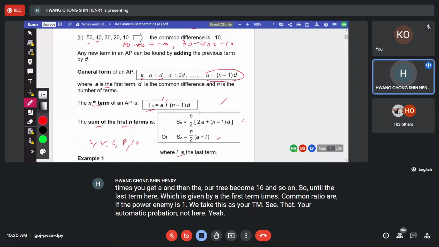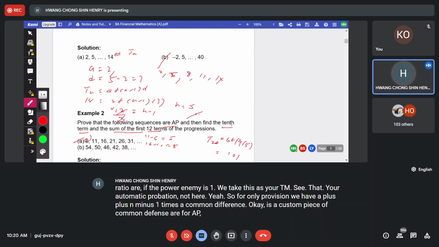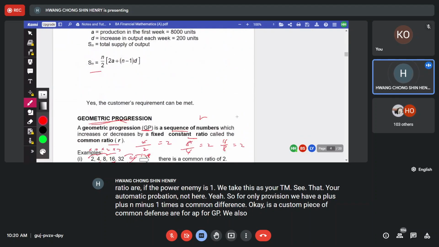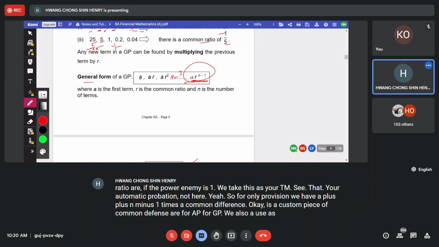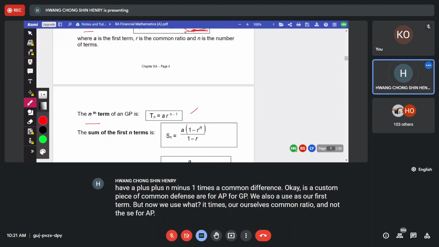Yeah. So for arithmetic progression, we have A plus n minus 1 times the common difference. Okay? A is your first term, D is your common difference for AP. For GP, we also use A as our first term, but now we use what? We times R. R is your common ratio. Okay, not D. D is for AP. Ratio, power n minus 1. Okay, okay.